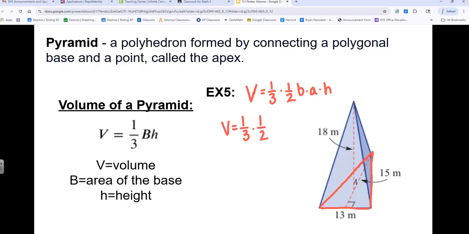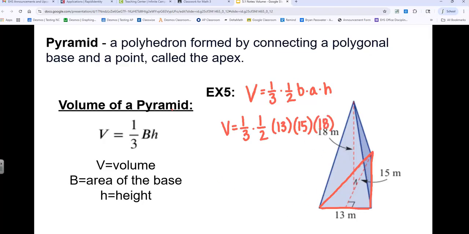Not 15 there. It's going to be the 13 right here. We would call that our base. And then the altitude is going to be the 15 there. Now, if you mix those up, is it really going to matter? Right here, we're multiplying, so it really doesn't matter. And then, Richard, what's the height of the pyramid? Like how high it would sit up off of the ground? 18. That's 18.